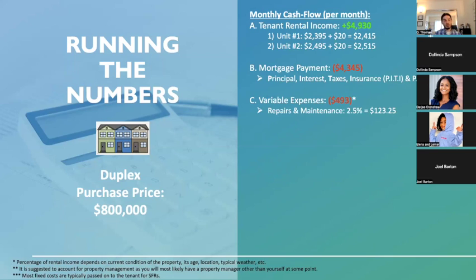And then you have your variable expenses. So you have repairs and maintenance, I have it at 2.5%. And then vacancies at about 5%. Capital expenditures at about 2.5%. And those percentages are the percent of the actual monthly rent that you're bringing in. And then property management, I have it at 0%, because remember, I'm self-managing these properties.